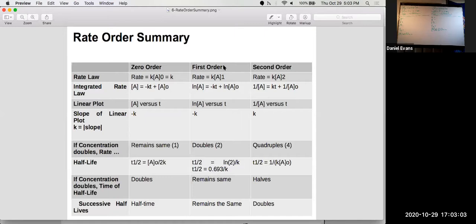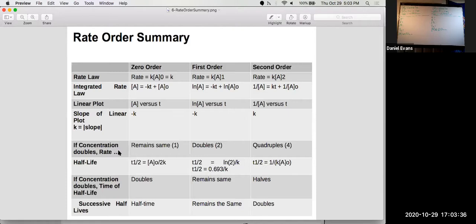Keeps dividing. For a first order reaction, rate equals k times concentration of the first power. I'm sorry, I don't have my powers up there in the right spot. The integrated rate law is the natural log of concentration is equal to minus kt plus the natural log of initial concentration. So that means the log of concentration versus time will be our most linear plot. Our slope is negative k, so k is the absolute value of the slope.